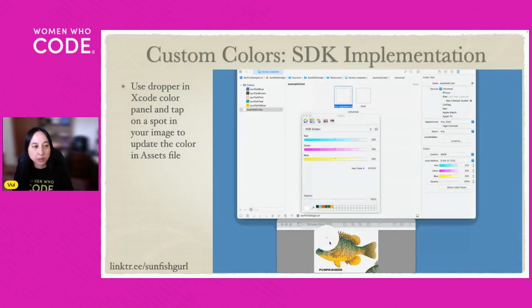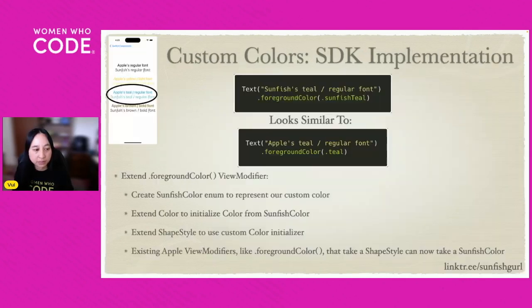So now we want to use the dropper in the Xcode color panel and tap on a spot in the image to update the color in the assets file. You can make the dark version of your color the same as any appearance, or it can be different depending on your company's branding for light or dark themes.